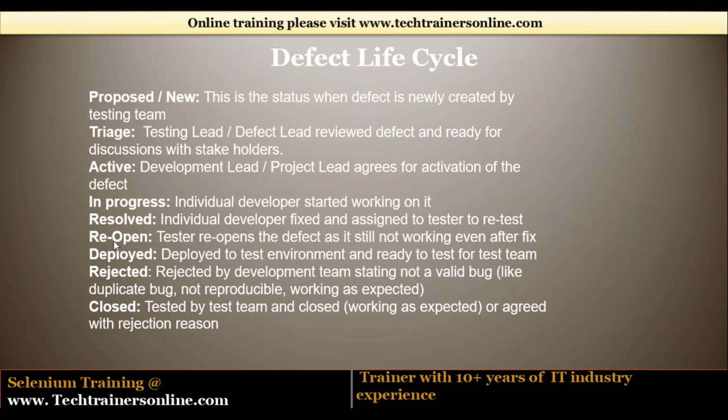If multiple defects are getting reopened by the testing team, it's not a good indication for the development team. They are not properly fixing the defect, or they are not even testing the defect once they have fixed it. That is called a problem with the development team. Why are they not fixing it properly? Why are so many defects getting reopened by the testing team?